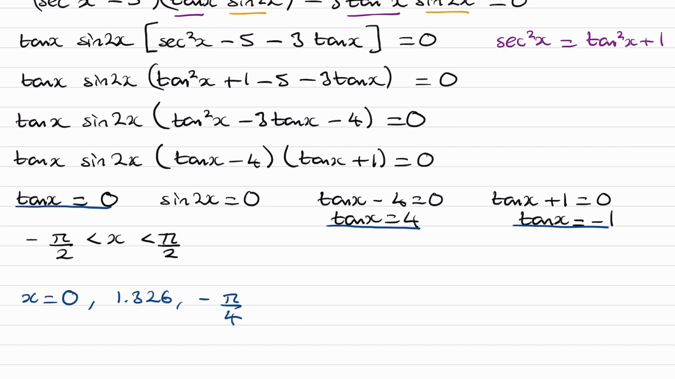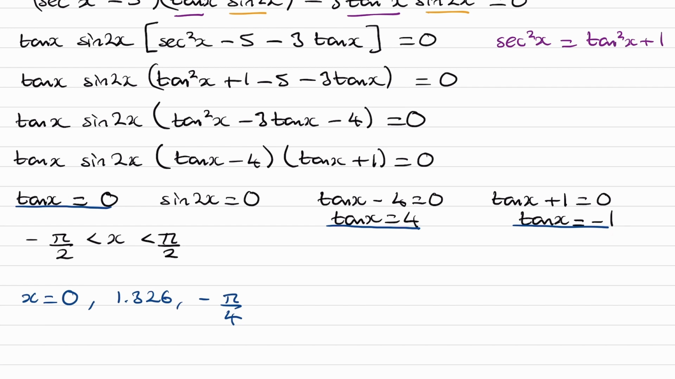Now because our domain is spread over an interval of pi, if we do this value minus this value, that will give us pi. Then that means that if these three values are in this domain, which they are, then if we were to add or subtract pi to any of these numbers, it would not be in this interval. So there's no other solutions for tan x equals these three numbers.